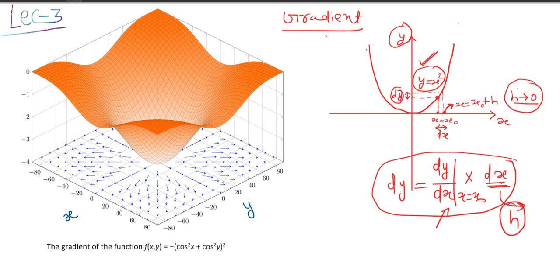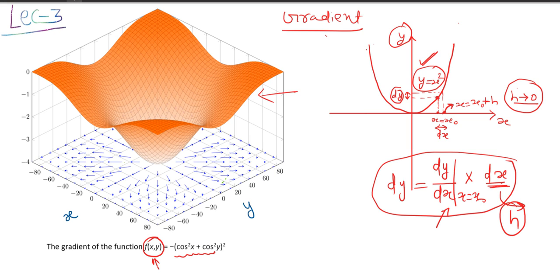Now let us say instead of giving y is equal to x square, this function is dependent on x and y. This plot is from Wikipedia, and this is the plot for cos square x plus cos square y, whole square. Now this is not necessary, but just remember this is a function of x and y. This is only important for us now.